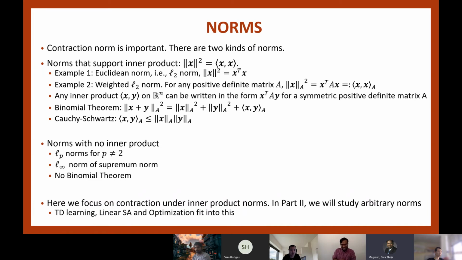So in this part, I'm going to look at stochastic approximation when H is a contraction with respect to some inner product norm. So H is an operator we are interested in. It has certain properties. Maybe it's a contraction with respect to the 2 norm, but not the infinity norm.